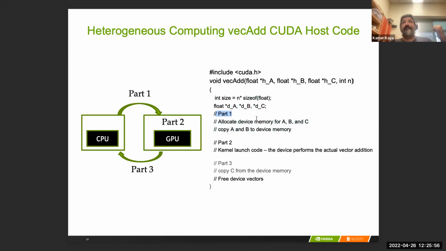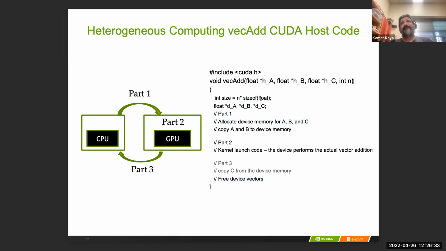So part one, we allocate device memory for A, B, C. We first need to allocate the places that we will put our data on the GPU. So we will say, give me that much memory, give me that much memory, give me that much memory. Then we'll transfer the host data to the GPU data, to the places that we just allocated. And then we will get the output back to the CPU, okay? So this is what we will do. And we need to free the device vectors that we have allocated here.